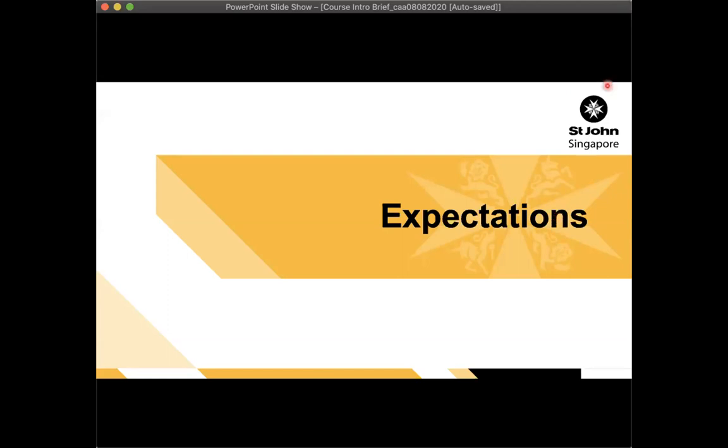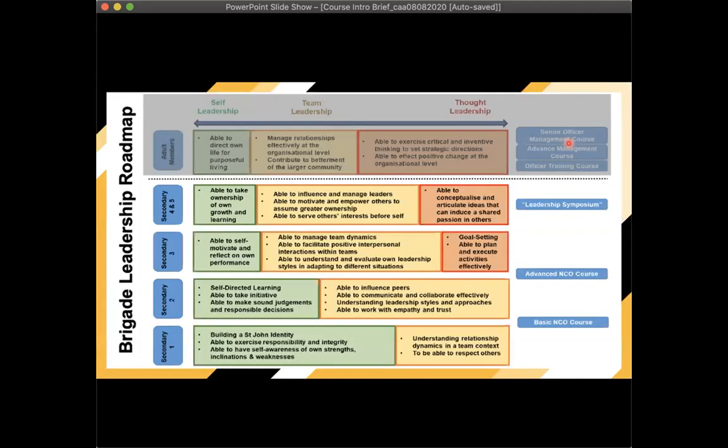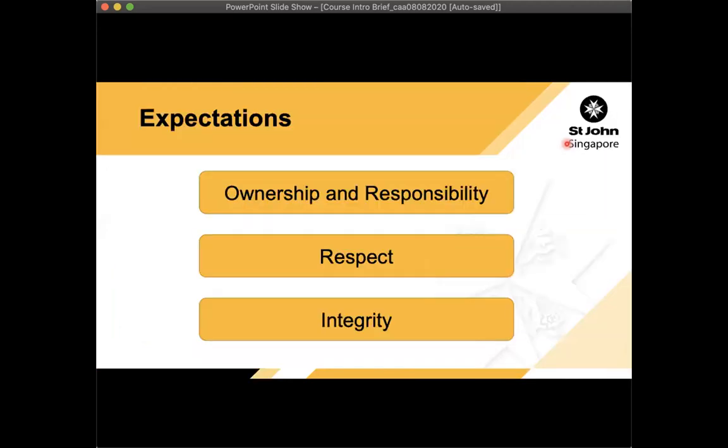Okay. So I'll just go on to some course expectations. My course expectations are not plucked from nothing. They are basically derived from whatever you see here at a secondary 1 and 2 level. Essentially, I only have 3 main things: ownership and responsibility, respect, and integrity.